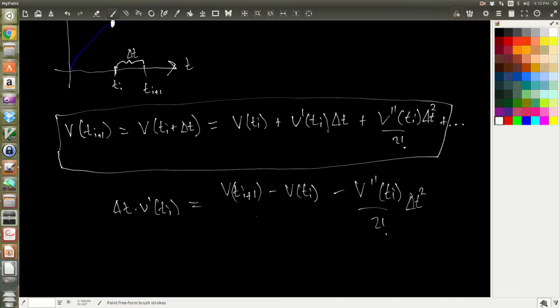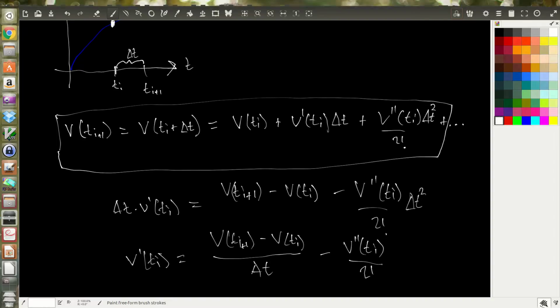So now I just have to divide through by delta t. When I do that, I get v prime at ti is equal to v at ti plus 1 minus v at ti, all divided by delta t, minus v double prime at ti over 2 factorial times, now this just becomes delta t because we divided through by delta t.